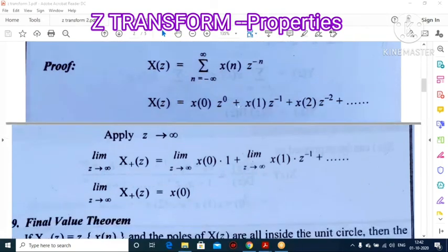Apply z tends to infinity here. Now I apply z tends to infinity. So what do you get? Limit z tends to infinity x plus of z equal to, every time I substitute the limit here. So limit z tends to infinity x of 0 into 1, because anything to the power 0 is 1. Next is the second term, limit z tends to infinity x of 1 z power minus 1, plus the third term, limit z tends to infinity x of 2 z power minus 2, goes on. Okay, so the answer becomes limit z tends to infinity x plus of z equal to, you can get only the x of 0 first.